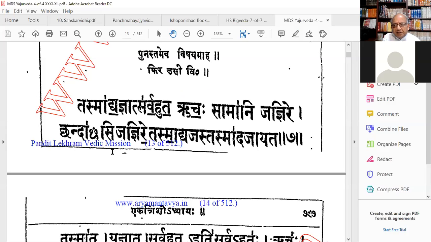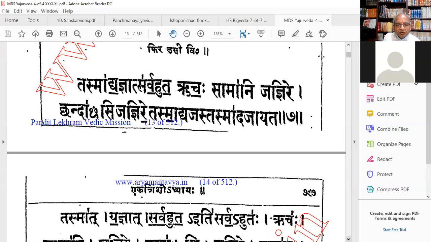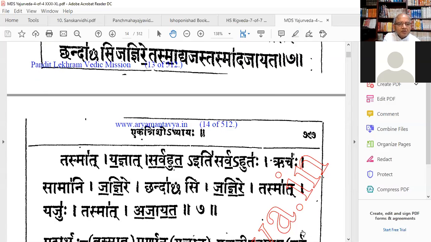And here it is interesting to see that the four Vedas have been listed. Let me show you the Pad part next. Yes. The four Vedas are listed as Rig Veda, Sam Veda, and Chandansi is the word for the Atharva Veda, and then Yajurveda. Very interesting. So the four Vedas are listed here as Rig Veda, Sam Veda, Atharva Veda, and Yajurveda.